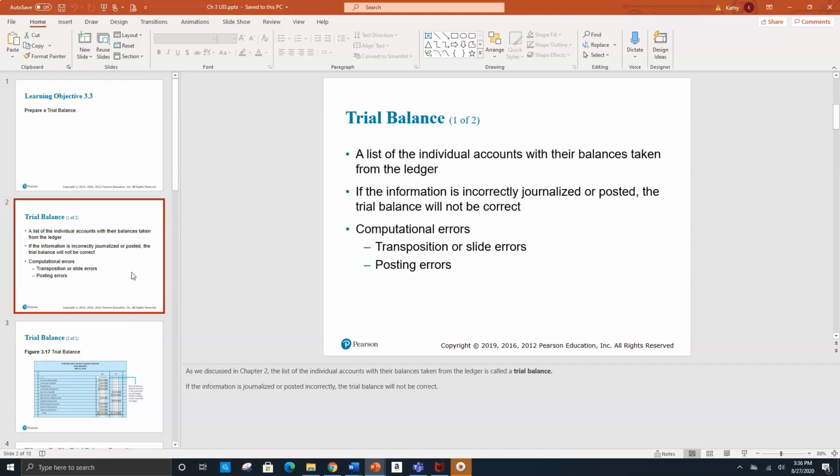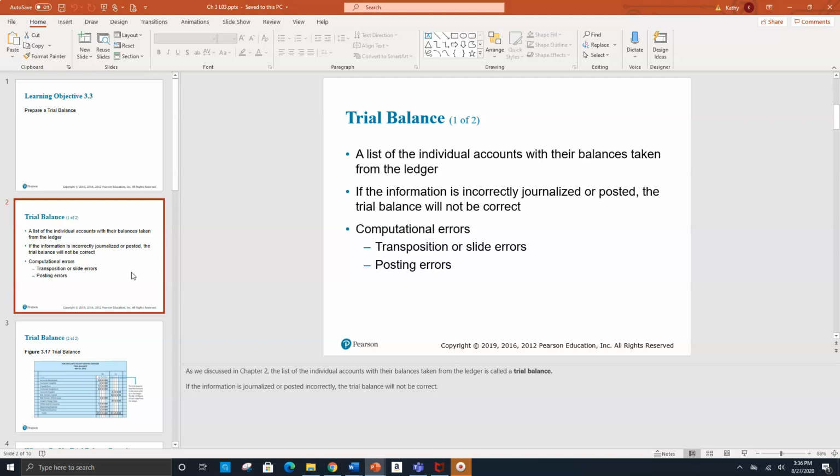A trial balance is a list of individual accounts with their balances taken from the ledger. It is not a formal financial statement. It is more like a worksheet to make sure your debits and your credits are balanced. It also checks whether you incorrectly journalized or posted, in which case the trial balance won't be correct. One thing, it could still balance, but you could have posted to the wrong account. It's just trying to help you out as a check.